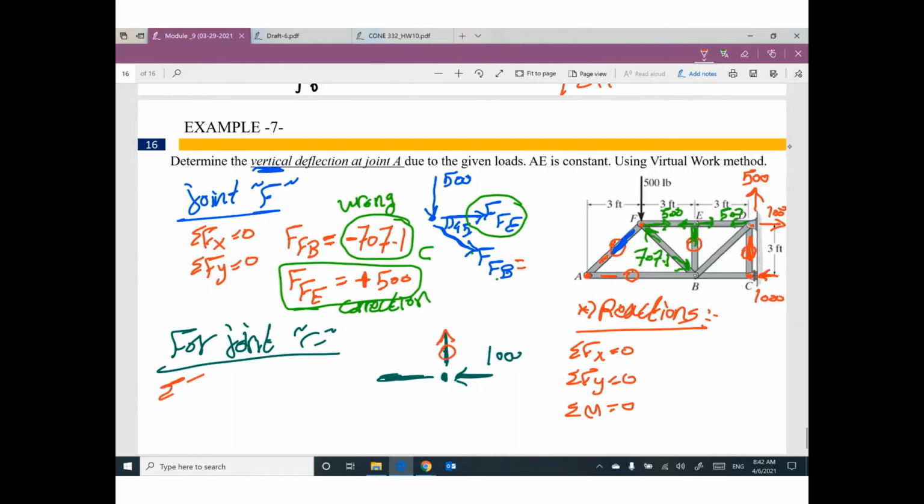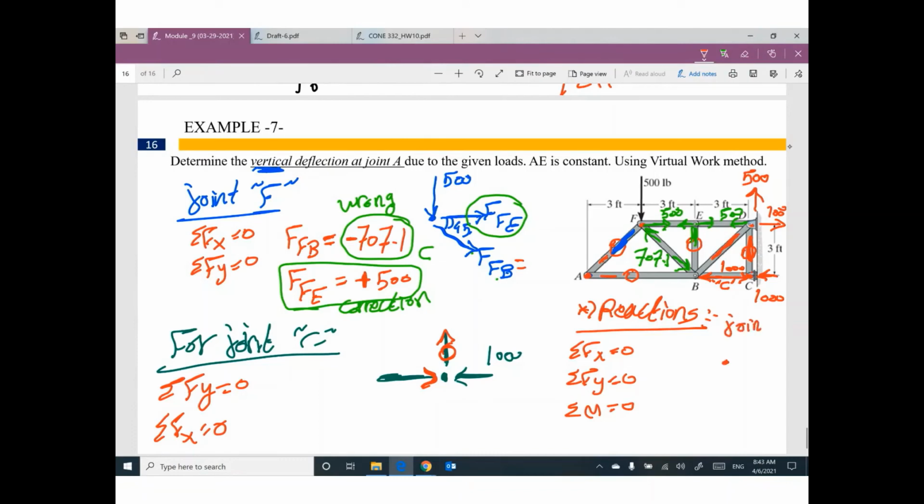Do you know why? Because if you apply summation F of y equals 0, there is nothing in y except this member, so this member will be 0. If you apply summation F of x equals 0, this one will be 1000 compression. I am done with all members except this member. Okay, I can do joint equilibrium at D.